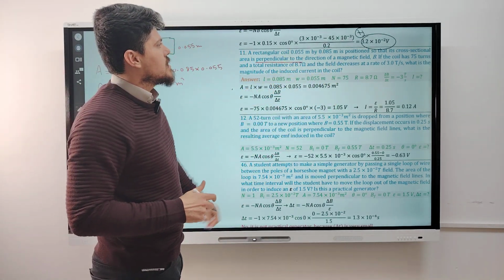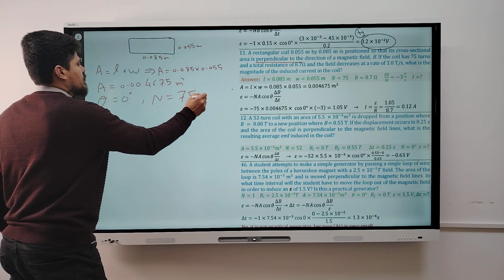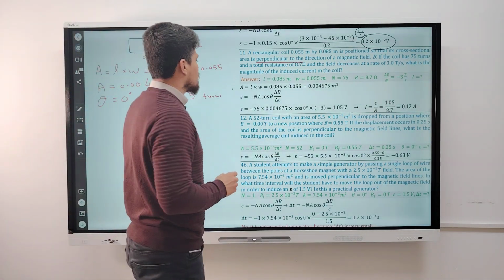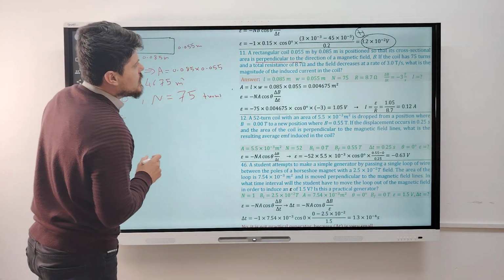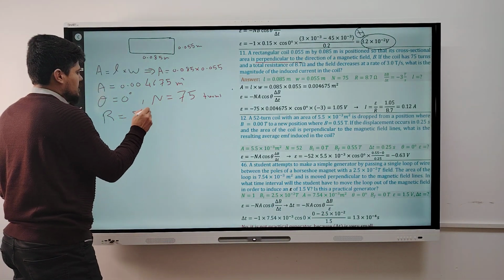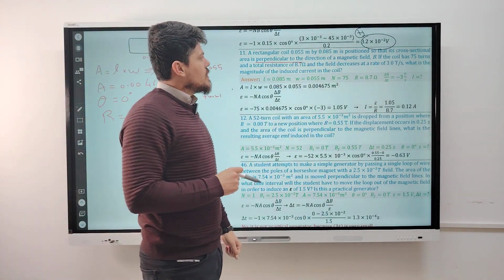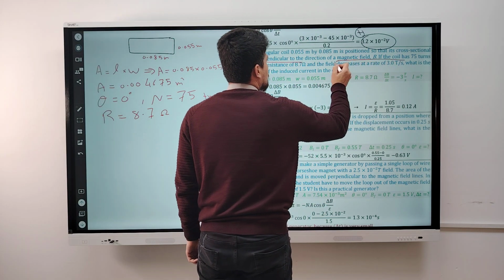If the coil has 75 turns, number of turns, 75 turns, okay, and the total resistance is equal to what? 8.7 ohm, okay, and the field decreases at a rate of 3 Tesla per second.